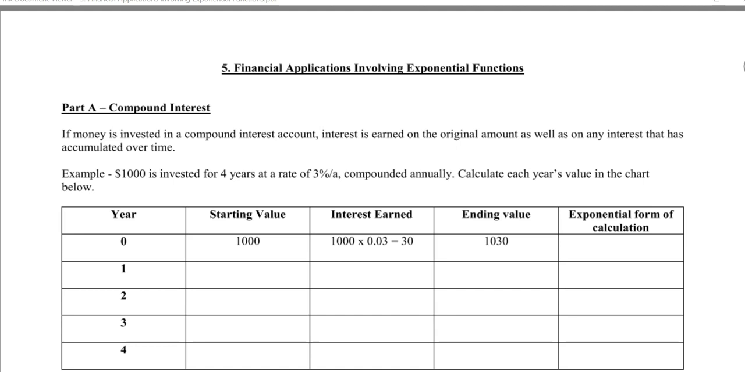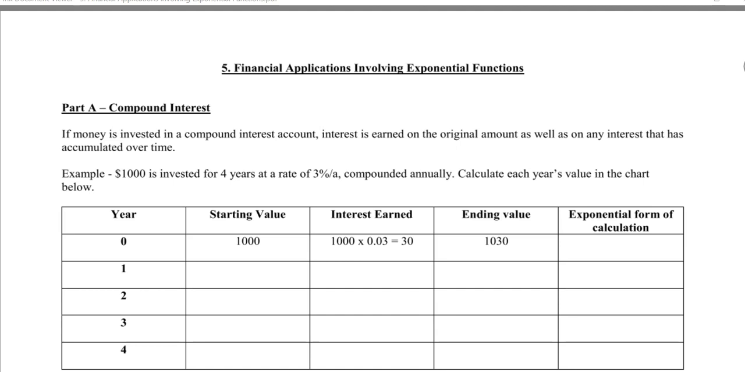So if money is invested in a compound interest account, does everybody know what interest is? Interest is, if you borrow money, the cost of borrowing. It's what you pay the bank to borrow the money, so you repay more than you borrowed. And if you're depositing money, then they will pay you interest on the account, which these days is pretty darn close to zero. Like in this month, I earned 1 cent in interest.